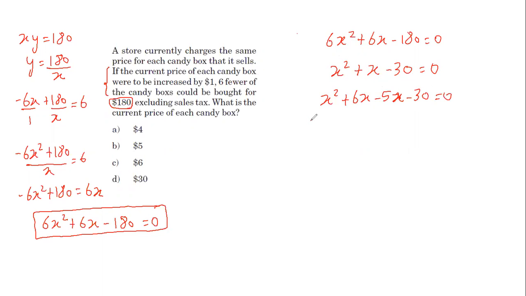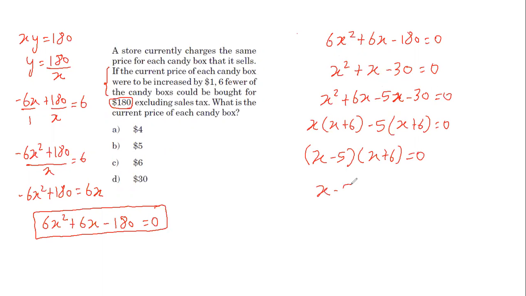Now I'll take x common from the first two terms, it will be x plus 6. I'll take minus 5 common from the second two terms, it will be again x plus 6. That's a very basic way to solve a quadratic equation by doing the middle term splitting. So I get (x minus 5)(x plus 6) is equal to 0. From here, either x minus 5 is equal to 0 or x plus 6 is equal to 0. So that will give me x is equal to 5 or x is equal to minus 6.